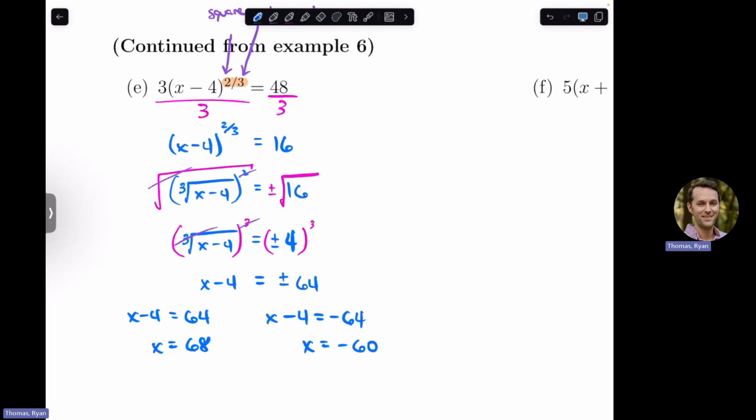Now, is this a place where, strictly speaking, we would need to check that those work in the original problem? I mean, we certainly can. You can always plug back in and check and make sure things work. Is this a place where we need to be worried about it? What's different about this than the one before it or the couple before it?